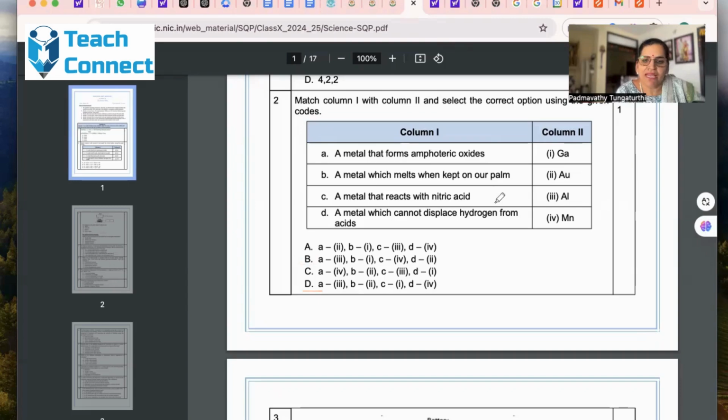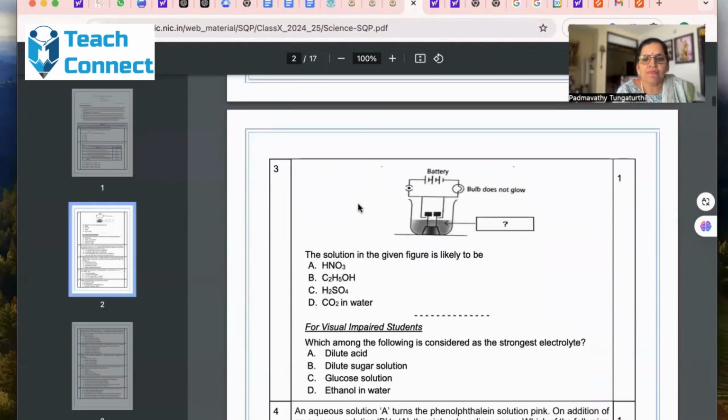Then we go to the second one. A metal which melts when kept on our palm is gallium. That is 1. Out of this, see here it is written that this is 1. Therefore, the rest all will follow. That's how you have choice B as your answer.